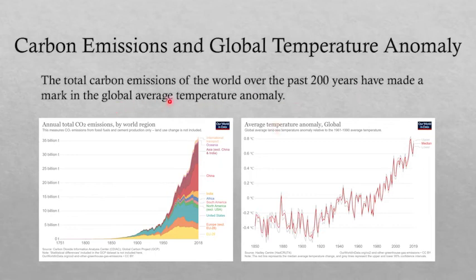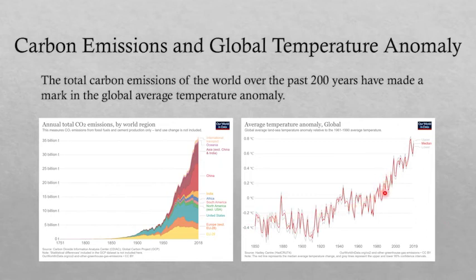The global average temperature anomaly is the difference between the actual temperature and the average temperature. That means that if you have a positive temperature anomaly, the temperature is hotter compared to the average. And if you have a negative temperature anomaly, it is colder than usual. If you take a look at this graph for the average global temperature anomaly, over the past 200 years or so, our global temperature anomaly started to increase.